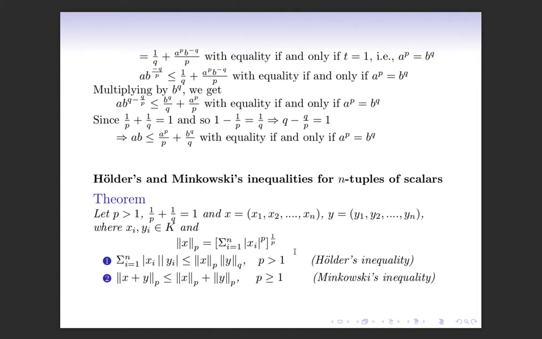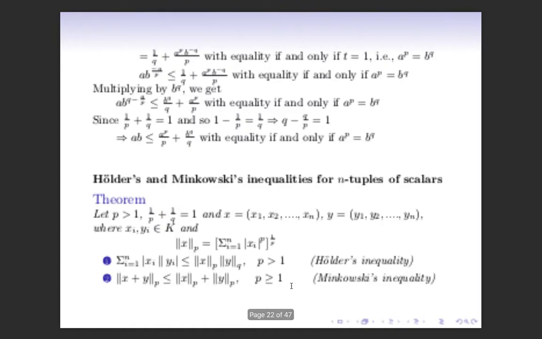So we have this, and now we have to prove Holder's inequality, that is summation of mod of xi, mod of yi, i varies from 1 to n, is less than or equal to norm p of x, norm q of y, where p is greater than 1. And Minkowski's inequality is norm p of x plus y is less than or equal to norm p of x plus norm p of y, where p here is greater than or equal to 1.